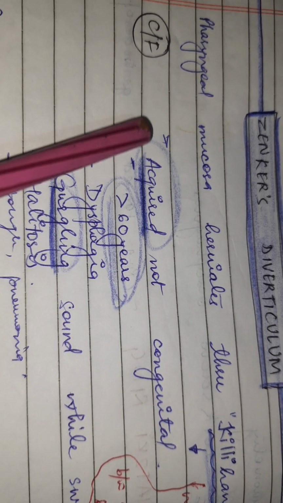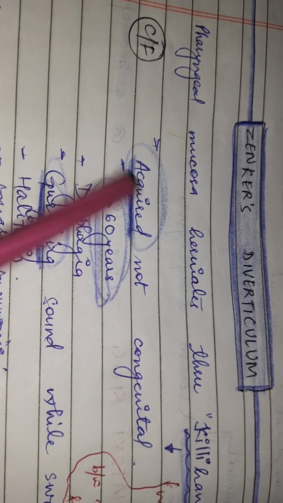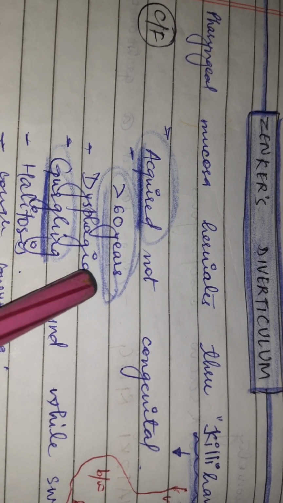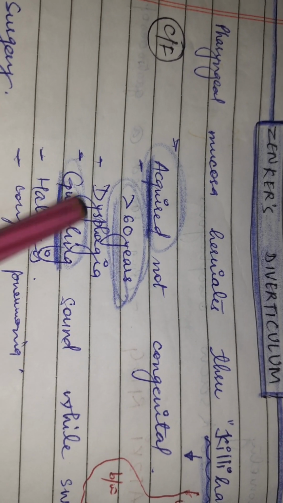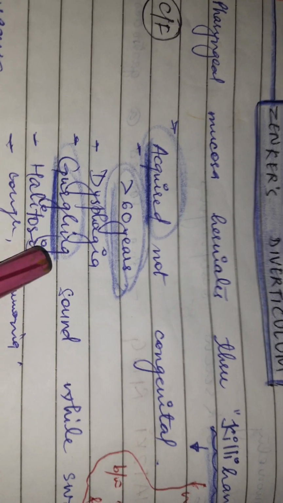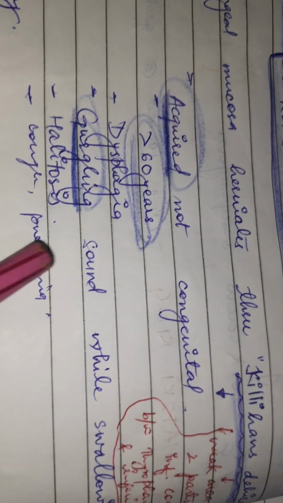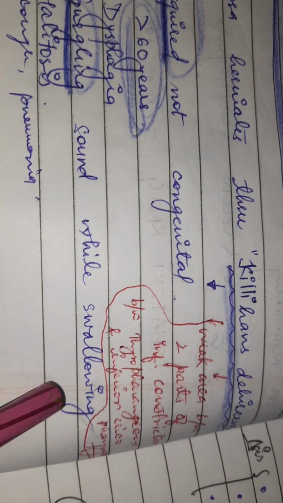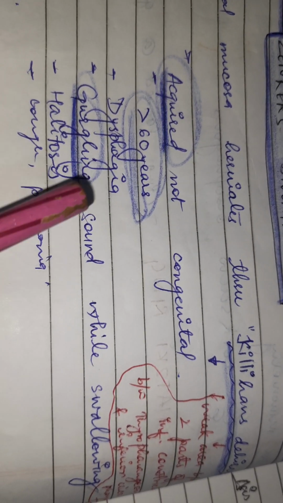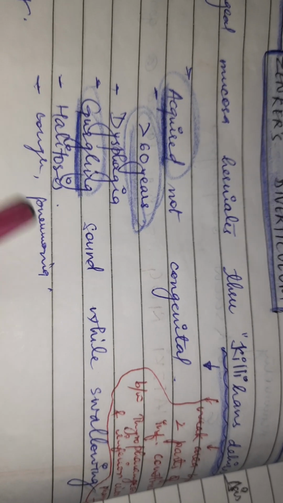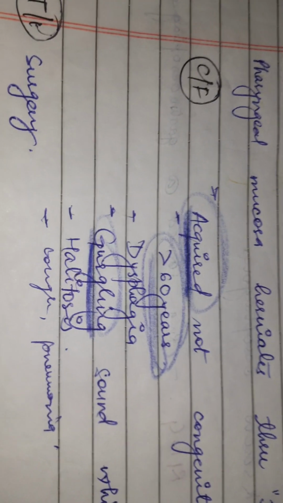It is an acquired disease, not congenital. It is seen mostly in people more than 60 years of age, the older age group, and dysphagia may occur. Gurgling sound is the key point here. A gurgling sound while swallowing occurs. Halitosis may occur, and cough or pneumonia because the food goes there. Treatment is surgery.